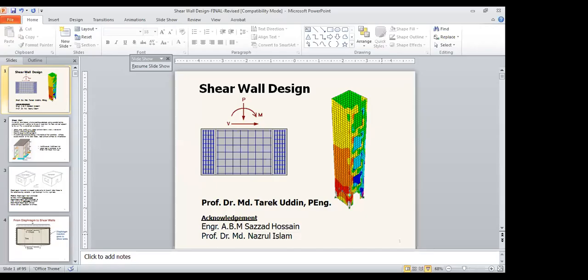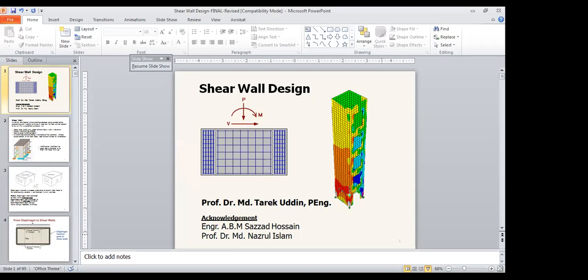After a long time we have a class with you. So let's see shear wall design. Actually, students requested me to take a class on shear wall design, and I have to study a lot on it. And finally, I made a note to share with you. So today we'll talk a little bit about shear wall design.